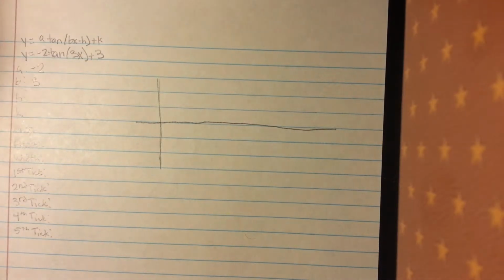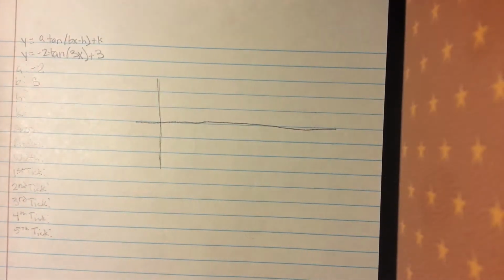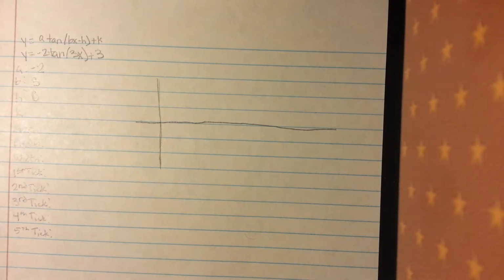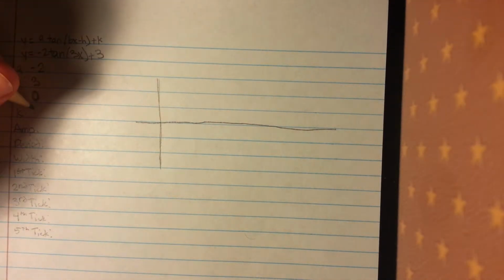Our h value, now, we don't necessarily have an h value. It's just only 3x. If there was an h value, it'd be 3x minus a certain value of some sort. So we don't have to worry about that. We can just put 0. Now we look at our k value, and our k value is going to be 3.